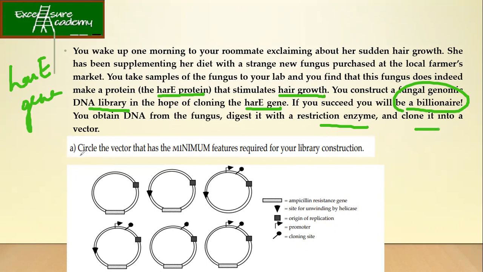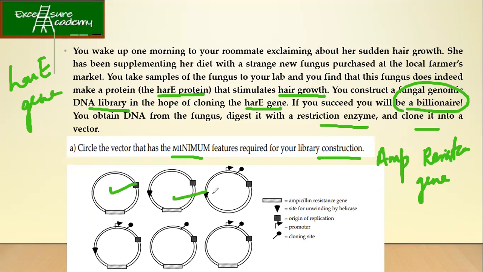So based on the first question, circle the vector that has the minimum features required for your library construction. So this is very simple actually. This figure which they have given is actually just to confuse you guys. Okay. So what is required is of course any cloning vector, we need at least one antibiotic resistance gene. So in this case, we are using the ampicillin resistance gene. So this is required.